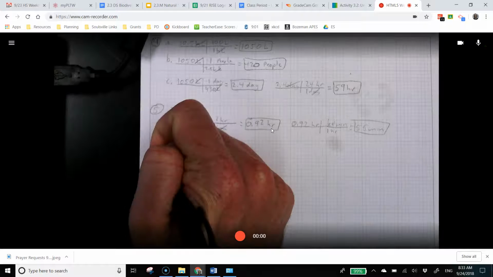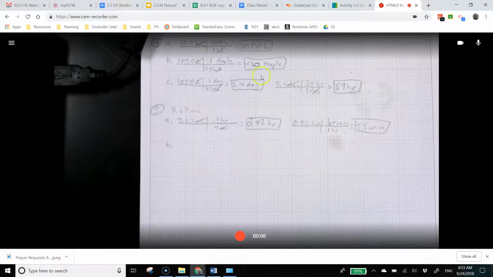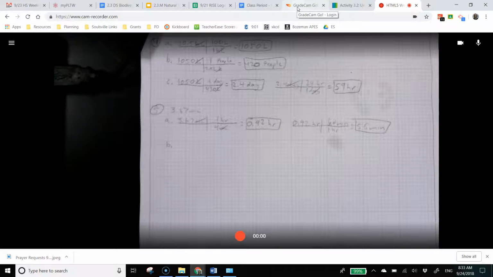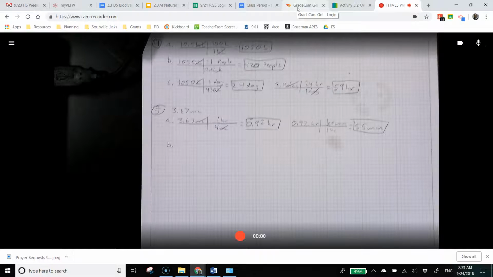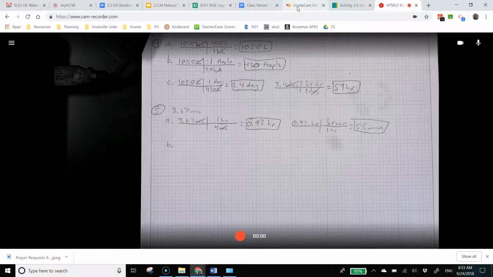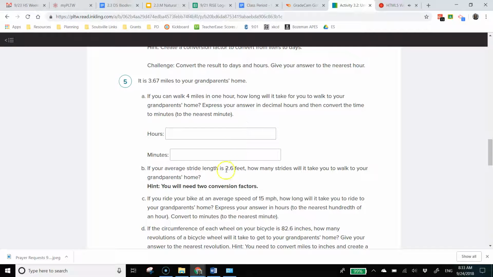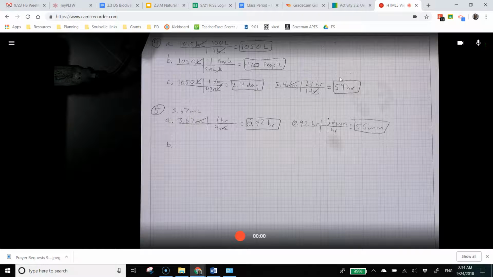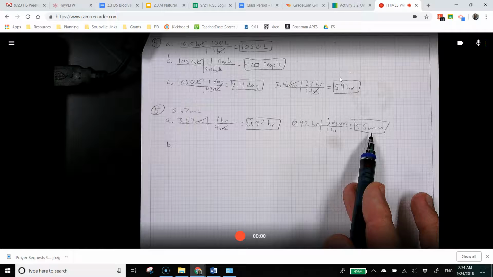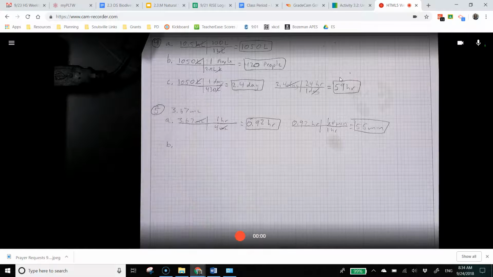Alright, moving on to B. Your average stride length is 2.6 feet. How many strides will it take to go to your grandparents' home? Alright, so this one I'm going to need, as it says, 2 conversion factors. And one of the tricky things is a lot of people try to start with the answer from the previous step. That will not get you there. You have to start again with that 3.67 miles.